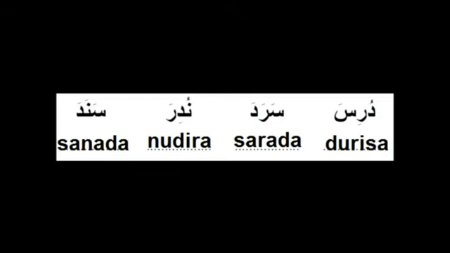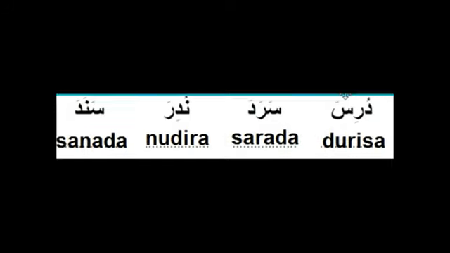So let's continue on. The dal with the dhamma, du. The ra with the kasra, re. The sin with the fatha, se. Together, durisa. The next word, sin, fatha, se. Ra, fatha, ra. The dal, fatha, da. Sarada. Next word. The noon with the dhamma, nu. The dal with the kasra, de. The ra with the fatha, ra. Nudira. Next word. The seen with the fatha, sa. The noon with the fatha, na. The dal with the fatha, da. Sanada.